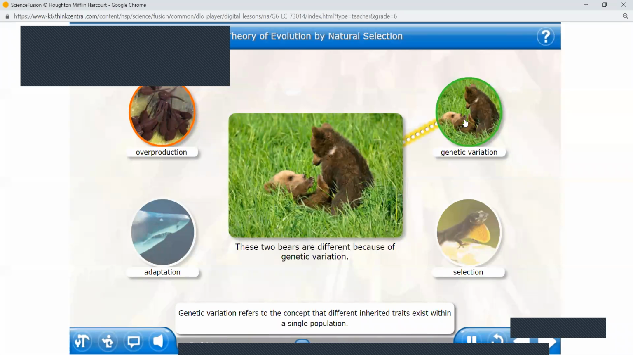Genetic variation refers to the concept that different inherited traits exist within a single population. Another source of genetic variation in a population is genetic mutation, or change in genetic material. Because of genetic variation, most species of organisms have differences among individuals.